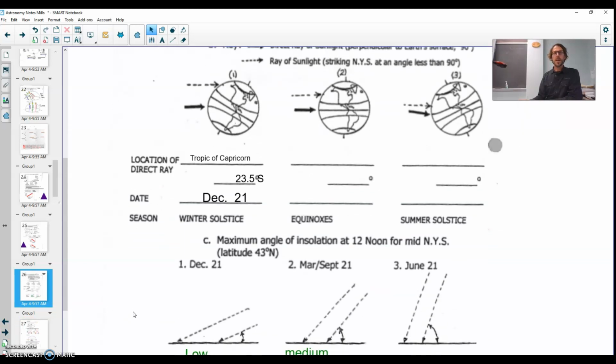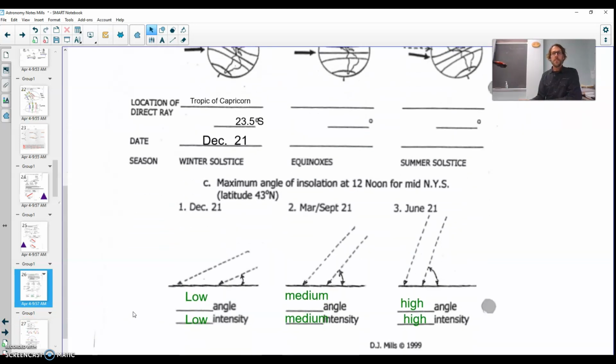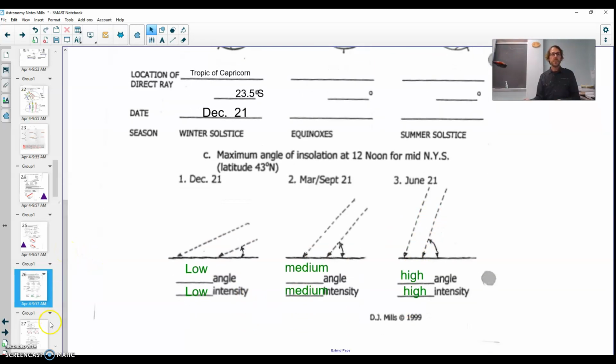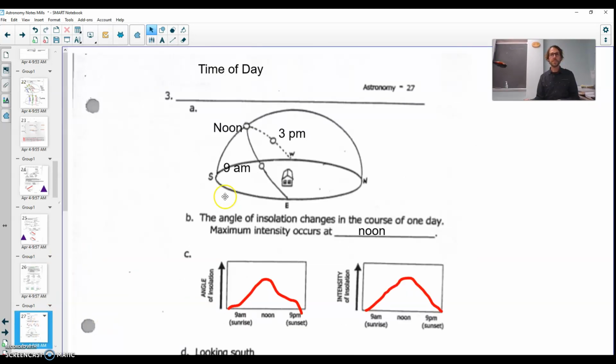And once you're done with that, I would take a look at the maximum angle of insolation at 12 noon. So this 12 noon is when we get our strongest sun. So on December 21st, low angle, low intensity. March or September 21st, medium angle, medium intensity, and June 21st, high angle and high intensity. Okay, we'll have you guys get those down.